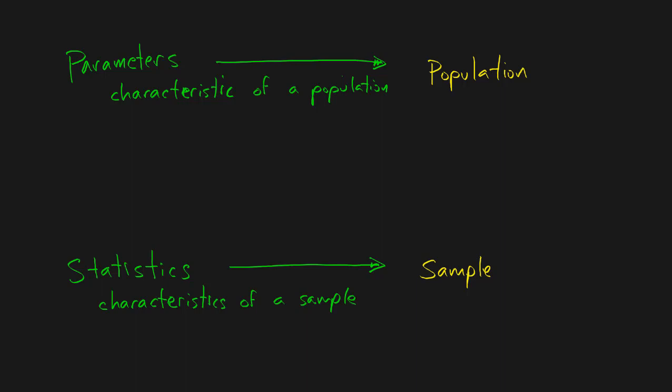Okay, so let me just clean this up a little bit. So a parameter is a characteristic of a population, and a statistic is a characteristic of a sample. What I mean by this is when you've performed your survey or your study or your research, you're going to get some results, and you'll use those results to describe characteristics of either the population, or if you only had a sample, of the sample.